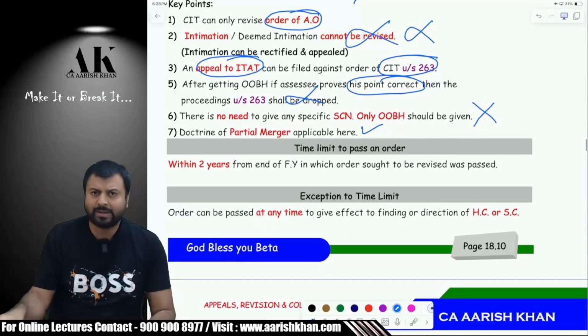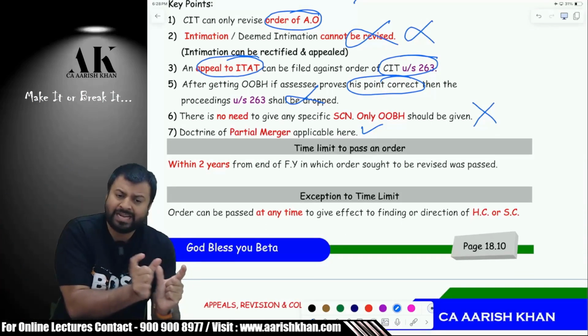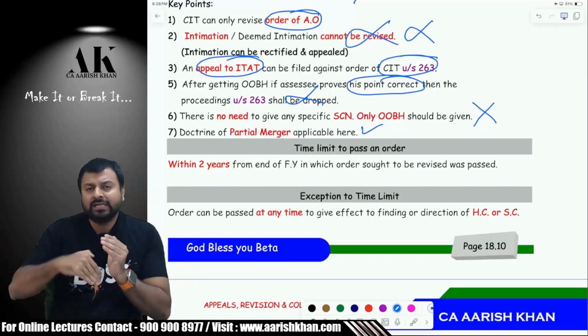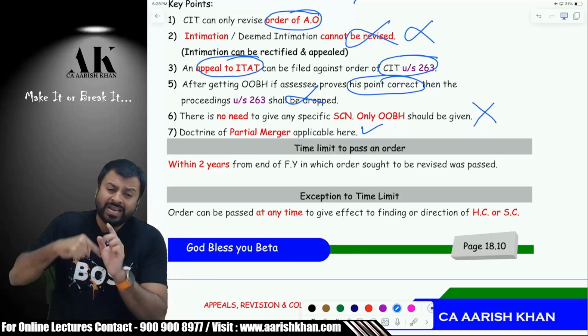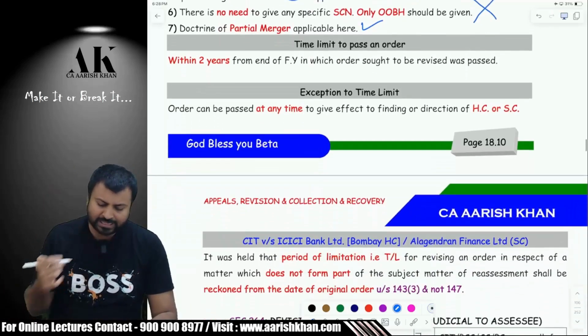Doctrine of partial merger is applicable here. It means if any part of AO's order is already appealed, that part cannot be revised under 263. Can the other part be revised? The other part can be revised under 263. That part cannot be revised under 263. I hope it is clear to all of you. So what is the time limit to pass the order?